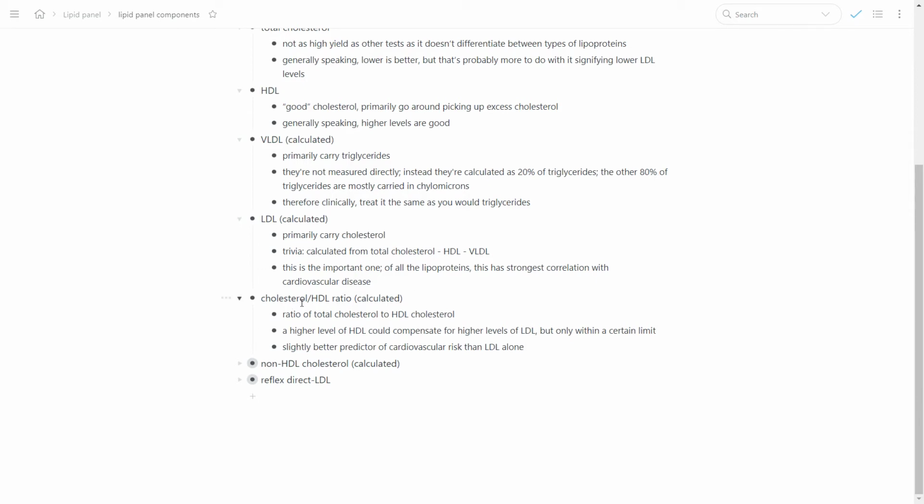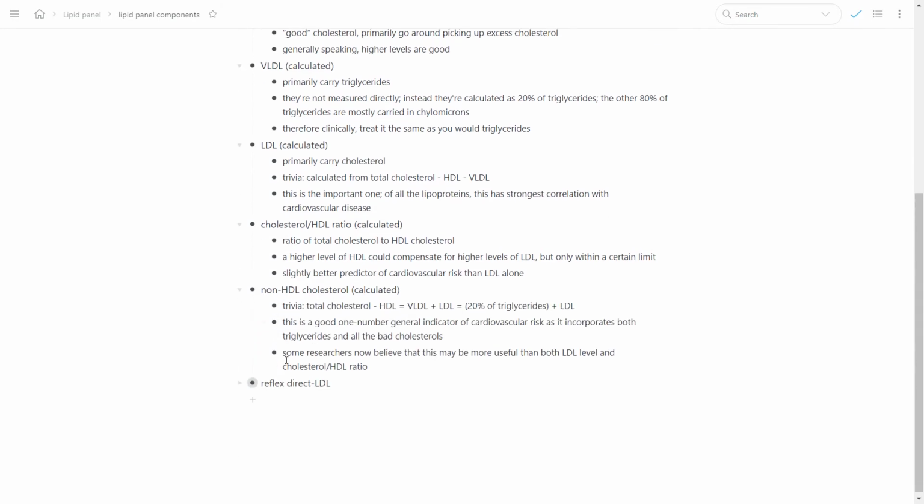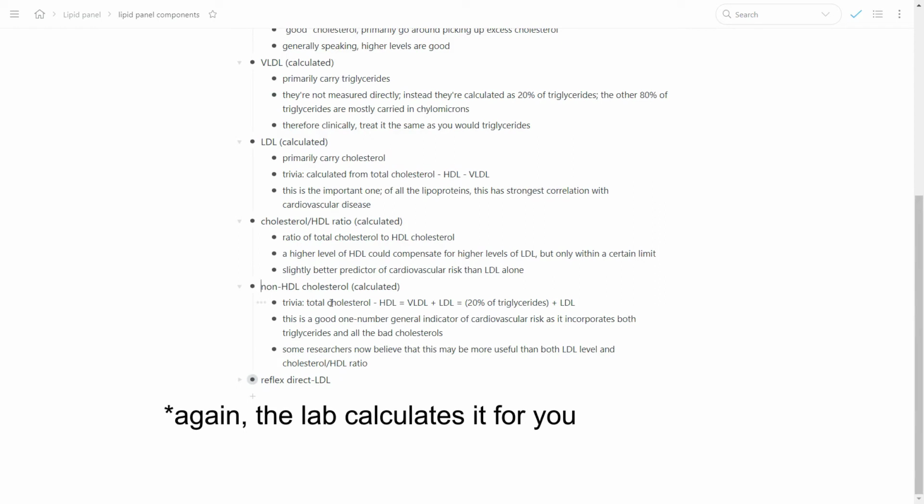But even better than this is the non-HDL cholesterol. You can find that by taking the total cholesterol minus the HDL, as would be implied by the name. And that's going to equal VLDL plus LDL. But again, this is calculated as 20% of triglycerides, so it's basically that plus LDL.